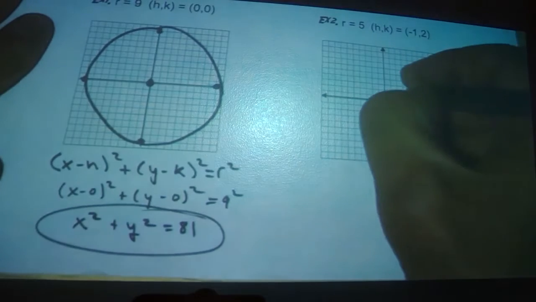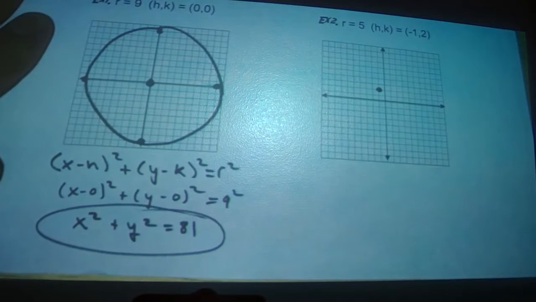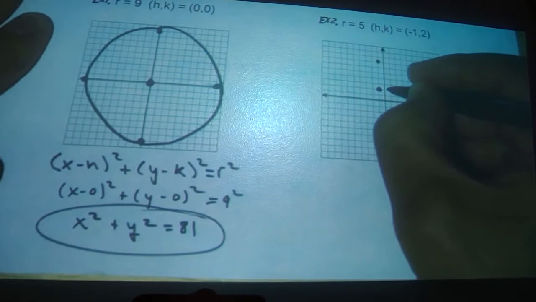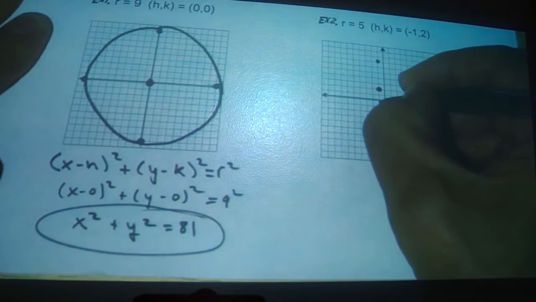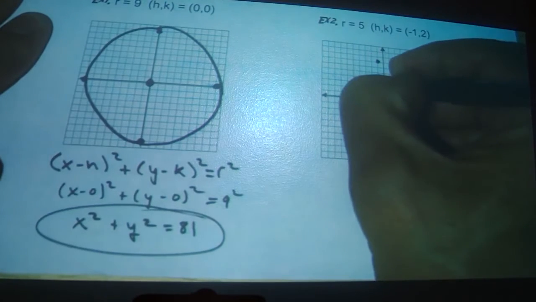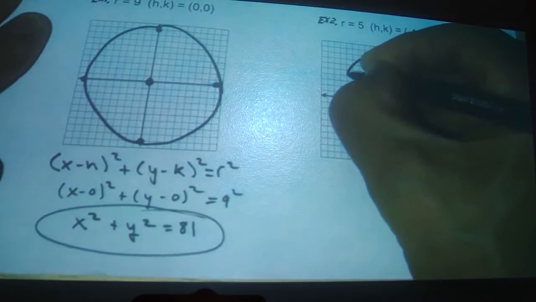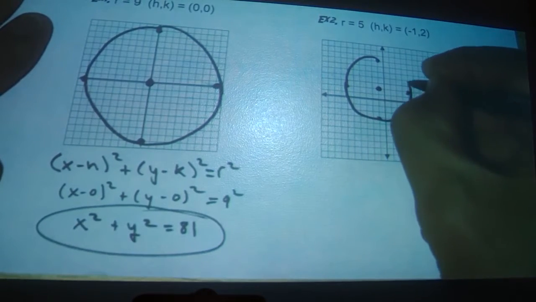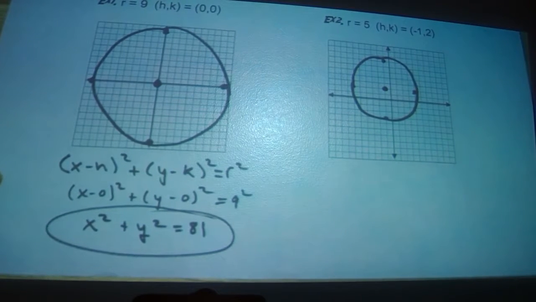So I'm going to go ahead and plot that. I'm going to go over 1, up 2, 1, 2. There's my center. And then from my center, I'm going to count up, down, left, and right my radius. So I'm going to count up 1, 2, 3, 4, 5. Right 1, 2, 3, 4, and 5. Down 2, 3, 4, 5. And to the left 1, 2, 3, 4, 5. So I have a nice, pretty circle. Let's see if I can make a better one here. Oh, not my best, but not bad. Better than the other one. So I have a nice, pretty circle now.